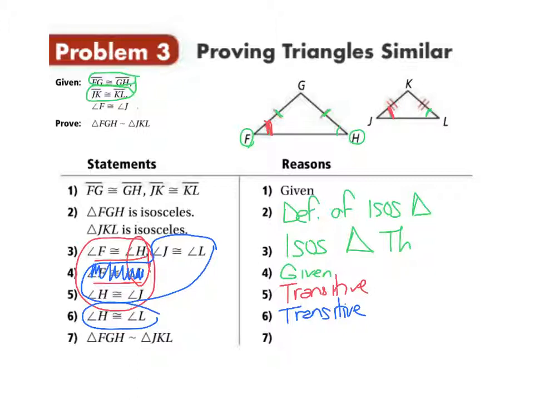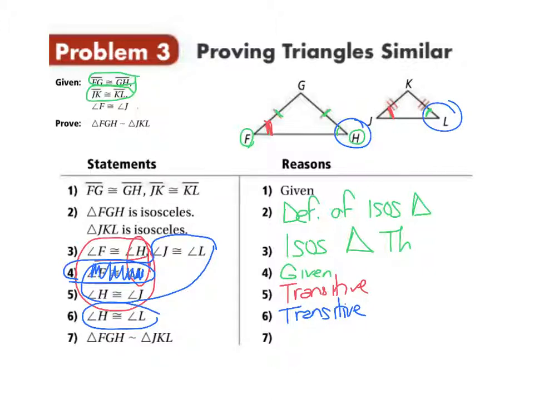Okay, now what have we shown? All right, let's mark our picture up here. I've got H and L congruent, so this one is congruent to this one. Earlier I scribbled it out. Gosh, what a mess. I apologize. Right there, F and J were the same.